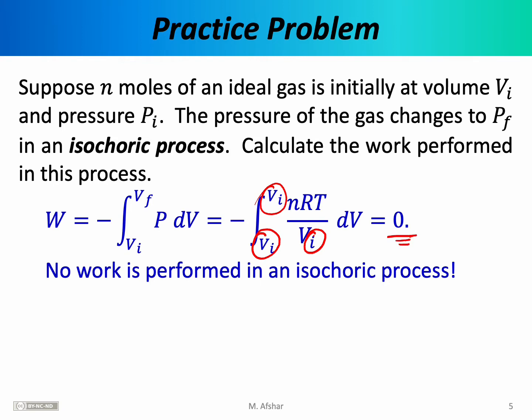So what we're finding here is that in an isochoric process, work is not performed. If you want to perform work on an ideal gas, you must allow the volume to somehow change. Remember that a change in volume is essentially equivalent to a displacement of the piston. Without that displacement, it's simply not possible to perform work.